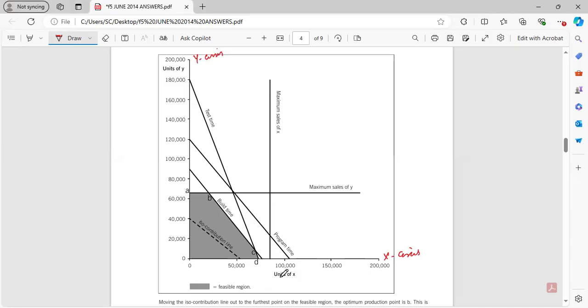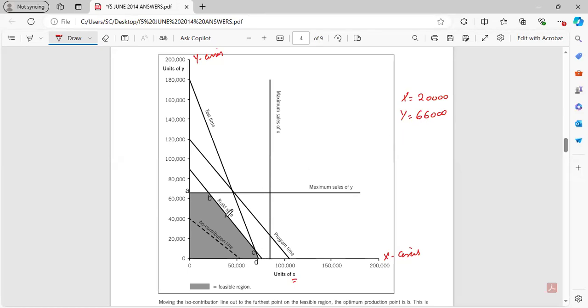The examiner shares the unit of x on the x-axis and the unit of y on the y-axis. It is your choice: if you want to show the units of y over here, you can, and if you want to show the unit of x over here, you can. There is no issue at all. Now we discuss that on the x-axis for x, we are producing a maximum of 20,000 units, and for y our maximum demand is 66,000, so that's why we are producing a maximum of 66,000 units.